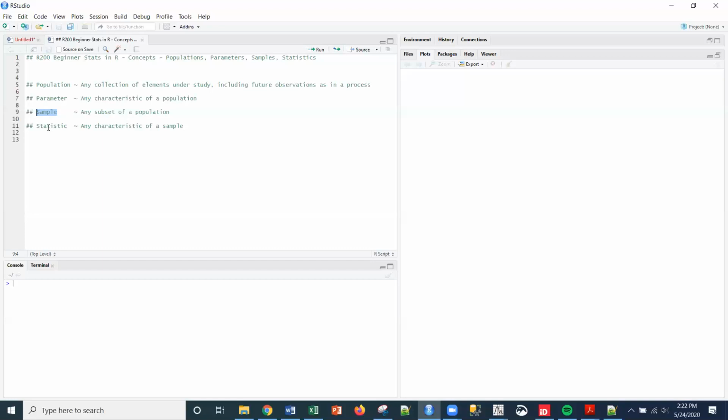And then lastly, a statistic is a characteristic of a sample. Again, just like a parameter is a characteristic of a population, such as a mean, a statistic is a characteristic of a sample, again, such as the mean of the sample that's collected, the standard deviation, et cetera. So at its core, if you remember those four easy pieces, it'll keep you from a lot of confusion in the future.